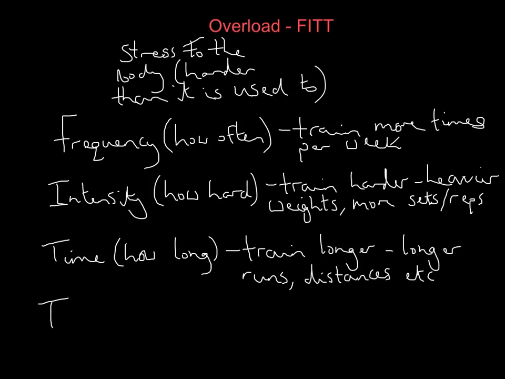One of the T's, and it doesn't matter which order you do these T's in, one of the T's is time, how long you train. So obviously, to overload the body, we train longer runs, longer distances. But equally, longer sprints. If you was a sprint performer or a power athlete or something like that, circuit training, do 2 laps of the circuit instead of 1. So again, there's lots of different ways of increasing the time to overload the body.